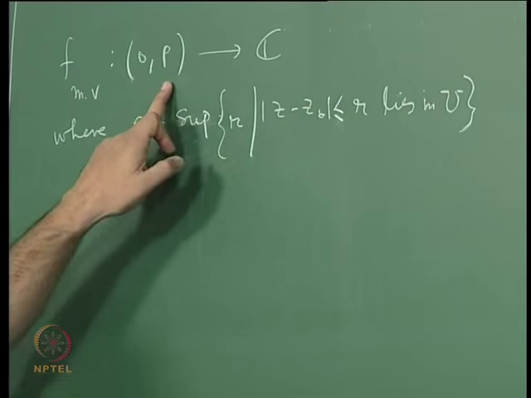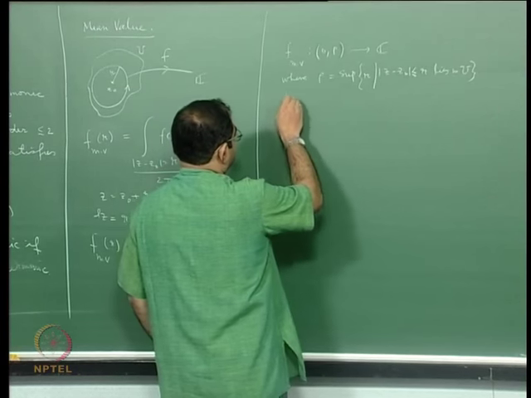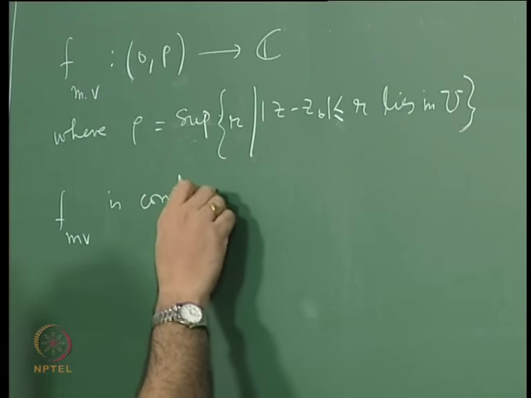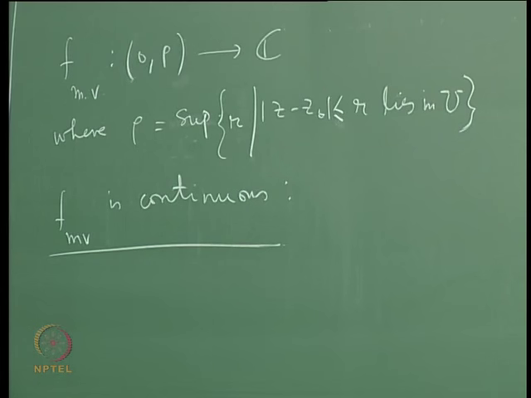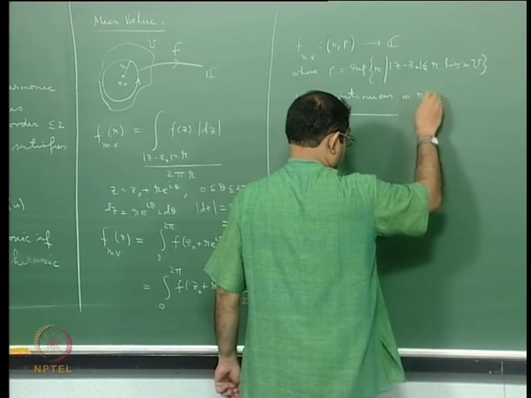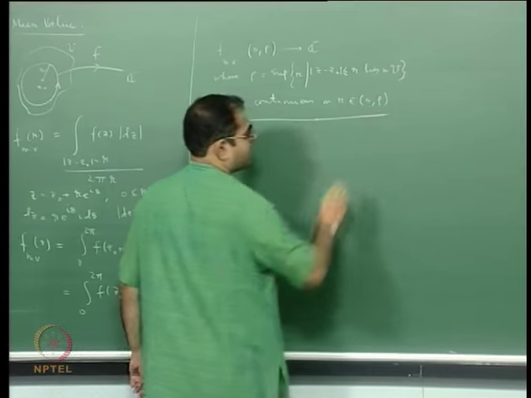So I have this mean value function. Now the claim is that this mean value function is continuous. So f sub mv is continuous, that is a first observation. Why is it continuous? Because you see, it is continuous in the variable r, which lies in 0 rho.